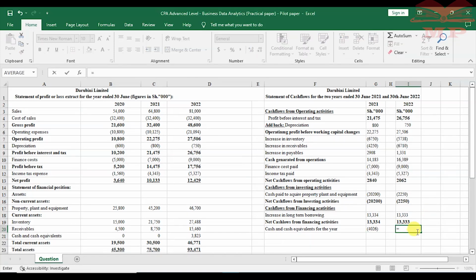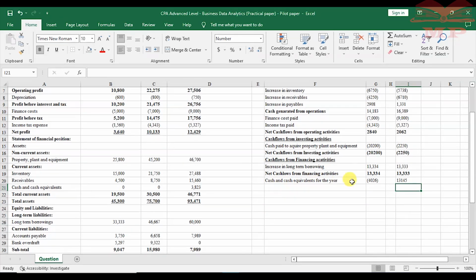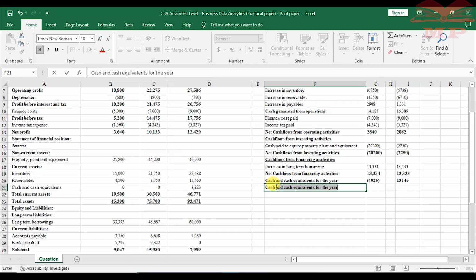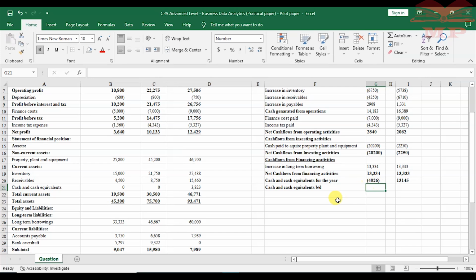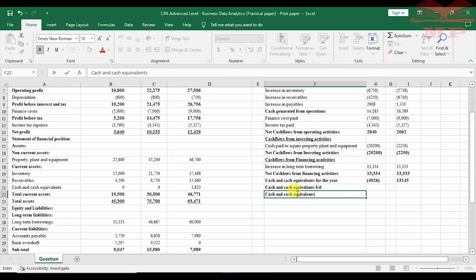The other one, equal sign this plus that plus this. We will get 13145. Cash and cash equivalents brought down. Then we have cash and cash equivalents carried down.